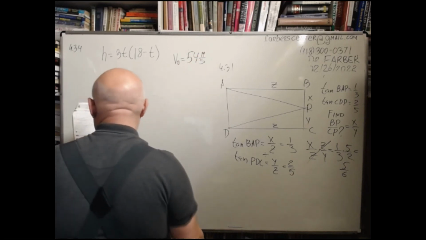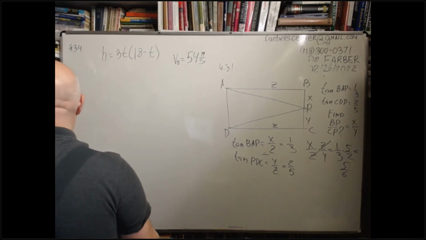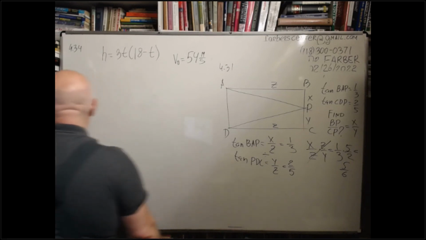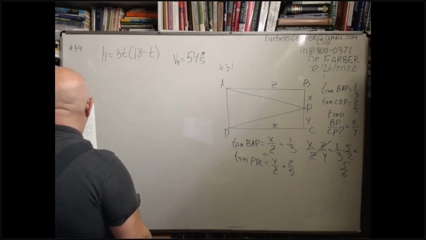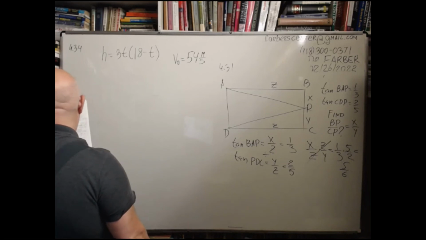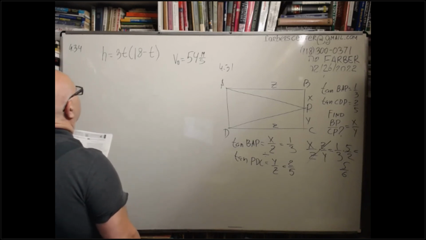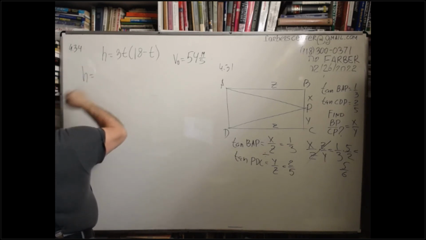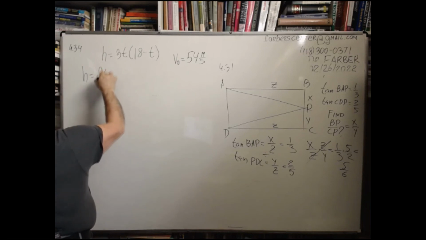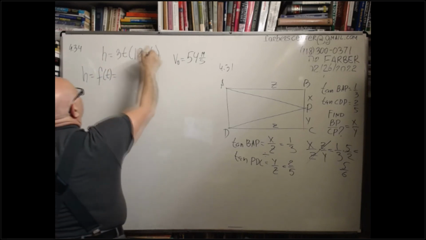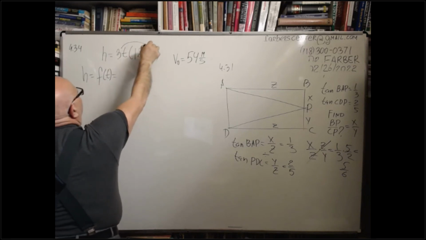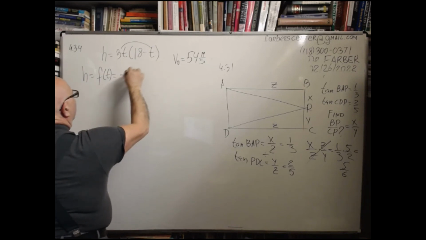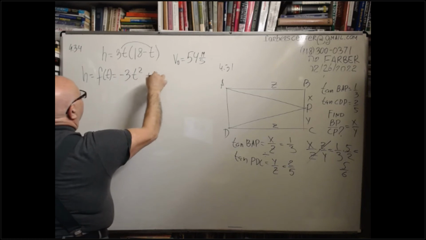What else? I return to the surface. If the height is given by the equation above, what is the maximum height in meters that the arrow can reach? Well, let me open parentheses. I can write h equals f of t equals, let me switch the order to save time, negative 3t squared plus 54t.